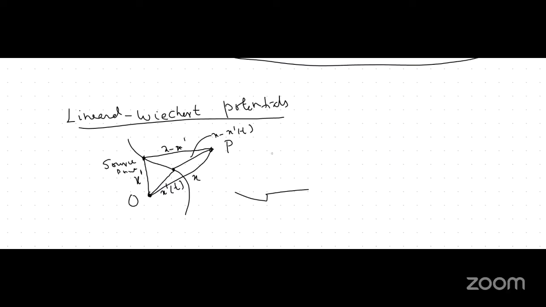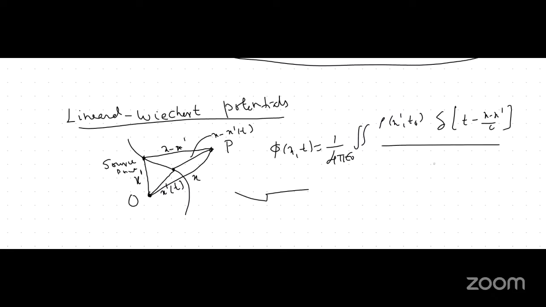So we'll write the retarded potential, which we have already written: phi of x comma t equals 1 by 4 pi epsilon naught times the integration of rho of x dash, t naught is the time which we have taken, and delta of t minus x dash by c, divided by the distance x minus x dash, with respect to time dt naught, and the volume is dq x dash. Okay, so this is the retarded potential.